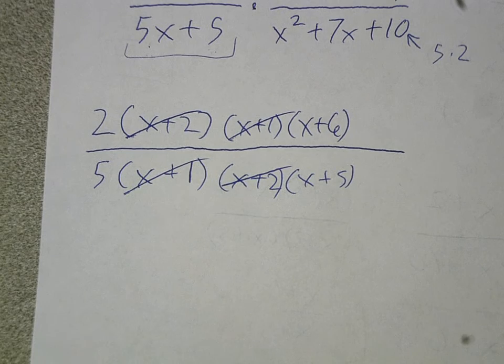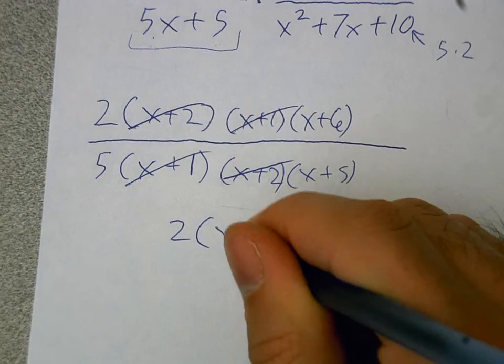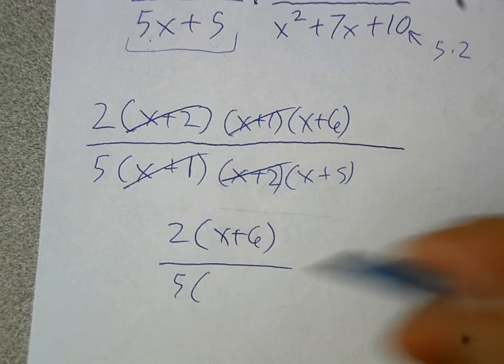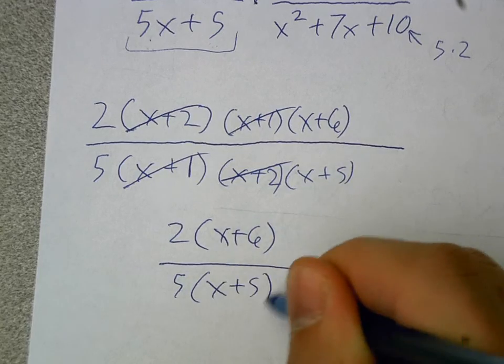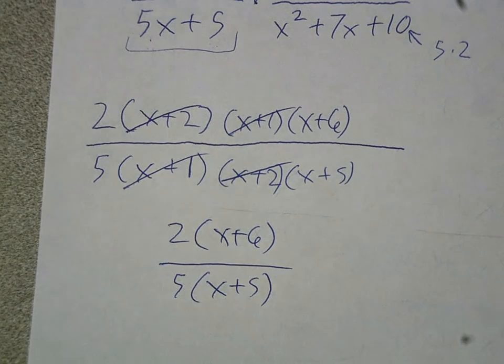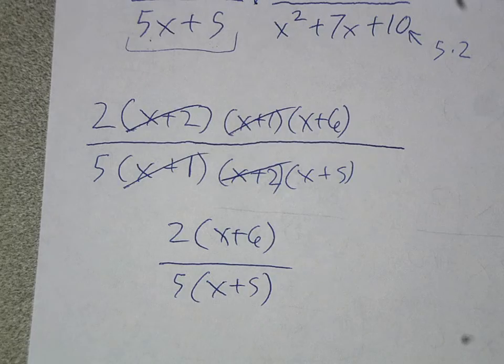Okay, so double check. A few of you only got like one of those. But it should reduce all the way like that. So we're left with 2 times x plus 6 over 5 times x plus 5. Does that make sense to everybody? So I know some of you were part way there, maybe didn't quite finish.